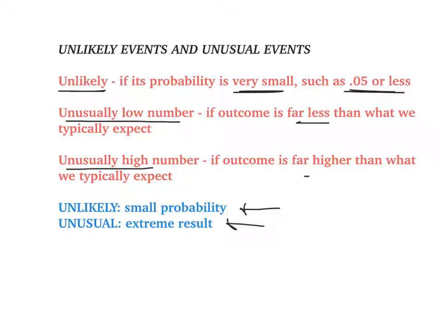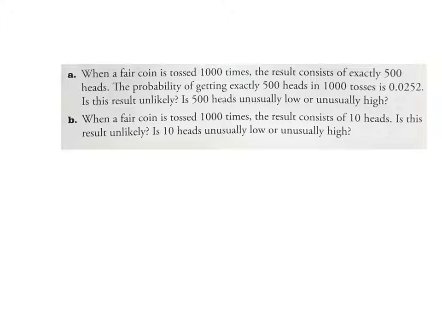I'll show you a couple of examples here. Part A, when a fair coin is tossed 1,000 times, the result consists of exactly 500 heads. The probability of getting exactly 500 heads in 1,000 is really low. If you look at that, that's less than 0.05. So when it says, is this unlikely, we would say, yes, it is unlikely. Definitely unlikely because the probability is less than 0.05.